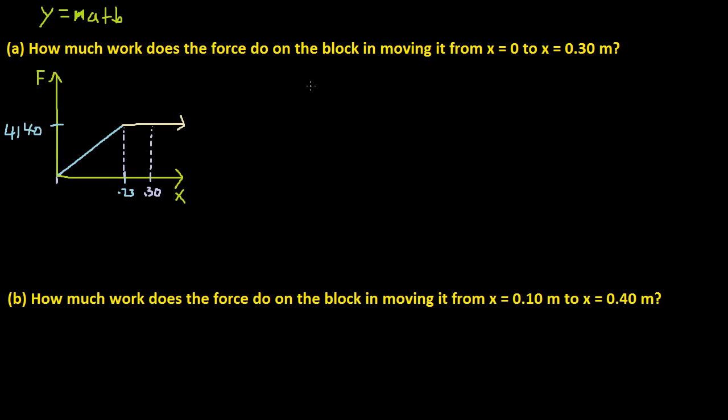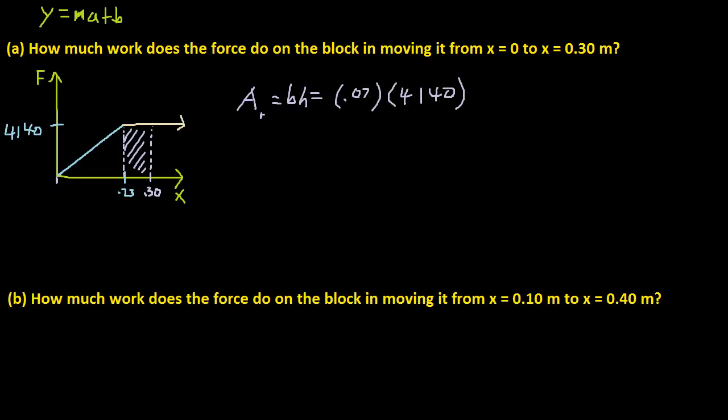Let's calculate this area first. What is the area of the rectangle? It's just base times height. What is our base? It's 0.3 minus 0.23, and that's 0.07. That times the height. What is the height? It's 4140 newtons. So 4140. That's going to be our area, whatever that value is.